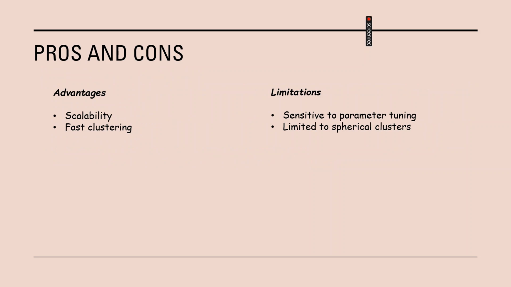Limitations. The main parameters are threshold and branching factor. Both these parameters require tuning for better performance. So it is sensitive to parameter tuning. Only if we tune the parameters can we get better performance. It is also limited to spherical clusters. This algorithm assumes the clusters are spherical in shape. So if we give data which is not in spherical shape, then it may struggle to find the clusters.